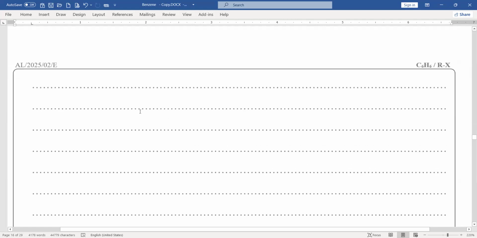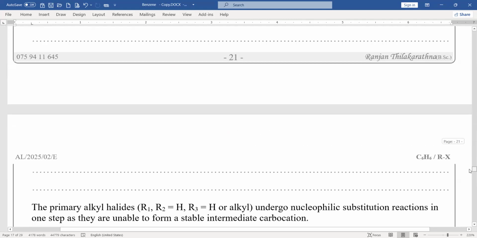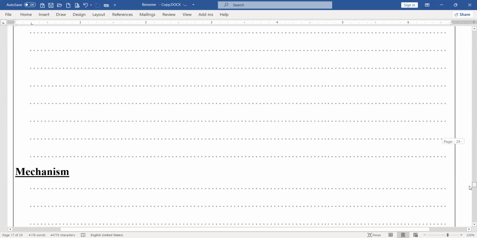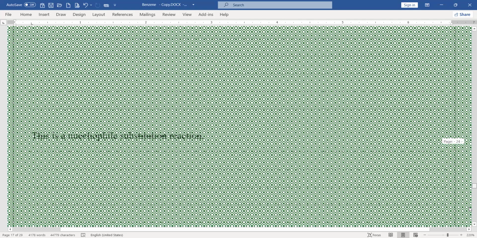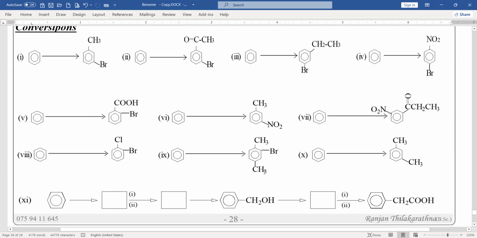Then you may try these conversions. You have all these conversions in the note I sent you today, right? You may try the first 5 questions. I'll give you 10 minutes to complete this first 5. Just try it. Okay, let's see one by one.